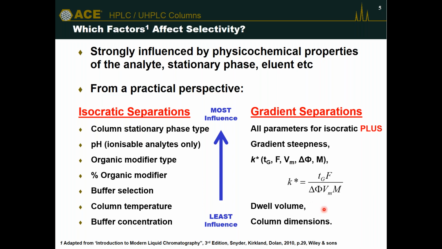And then, of course, column dimension can affect selectivity as well. If we change the column dimensions, we change the VM term here, we therefore change k*, and we change k*2 over k*1, so we change alpha as well. So all of these different parameters affect selectivity, but these parameters over here are the most powerful parameters with respect to maximizing selectivity for our separations.